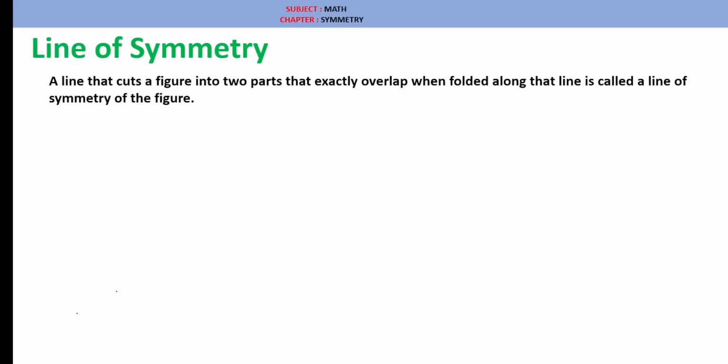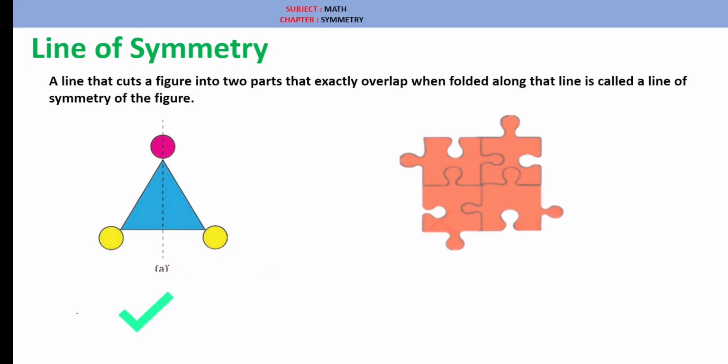Line of symmetry. A line that cuts a figure into two parts that exactly overlap when folded along the line is called a line of symmetry of the figure. For example, for this one, the vertical line is the line of symmetry. Is a line of symmetry present for this one? Yes. Is a line of symmetry present for this one? Answer is no. However we fold, it's not possible to overlap.